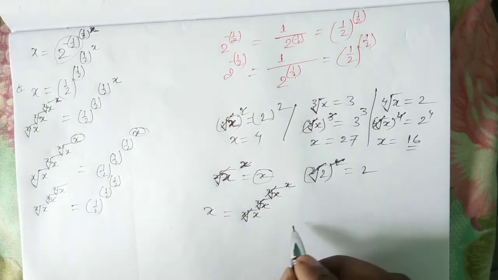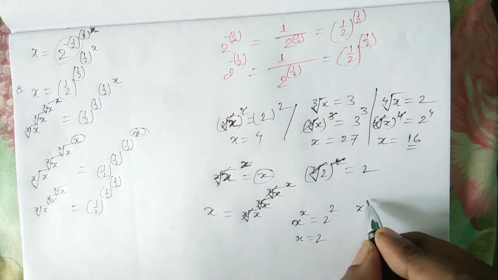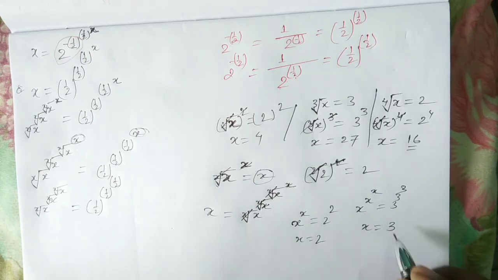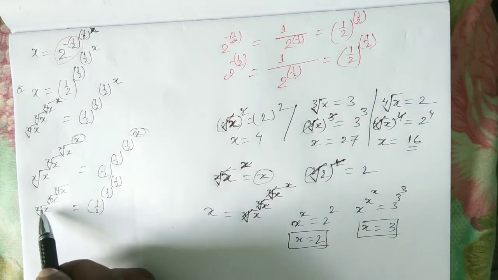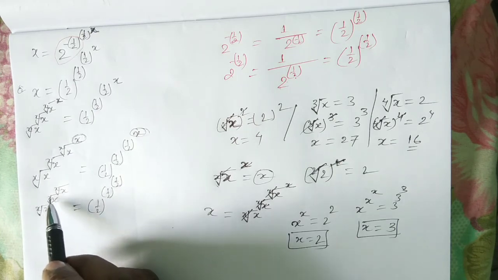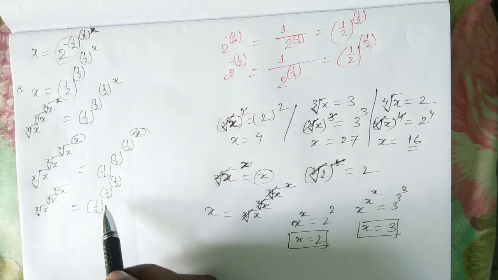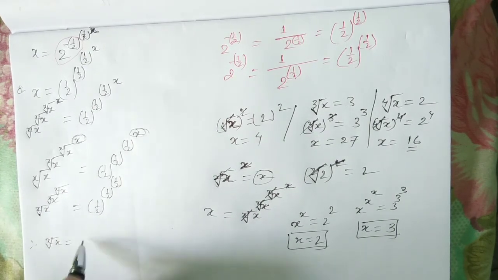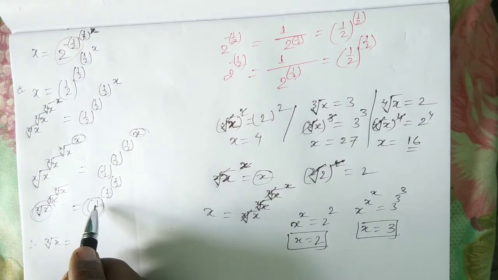So if we see the pattern, as we know one more rule of indices, if we have x to the power x is equal to 2 to the power 2, then x is equal to 2. Or if we have x to the power x is equal to 3 to the power 3 to the power 3, then x is equal to 3. This is the rule. So by this rule, xth root of x to power xth root of x to the power xth root of x is equal to 1 by 2 to the power 1 by 2 to the power 1 by 2. So we can equate this and this: xth root of x is equal to 1 by 2.